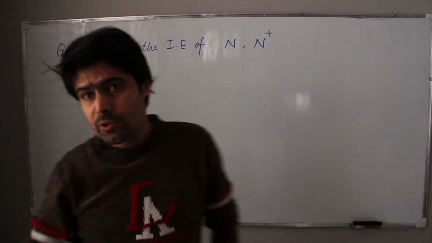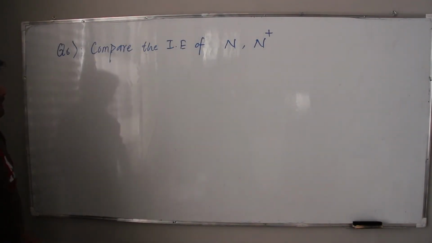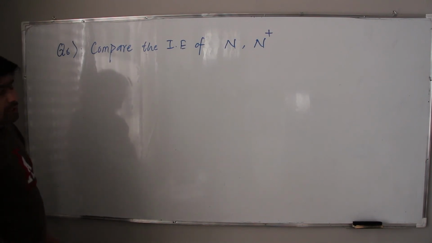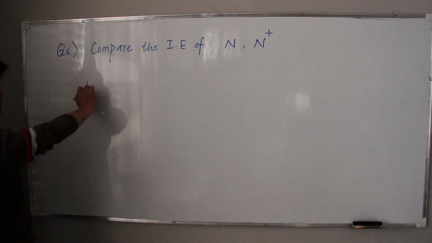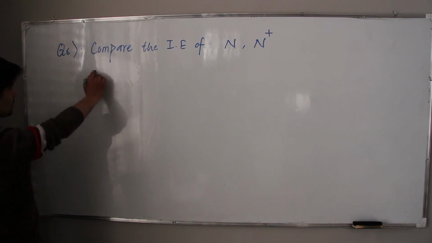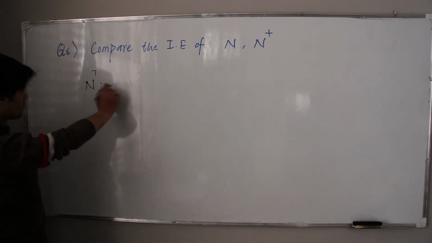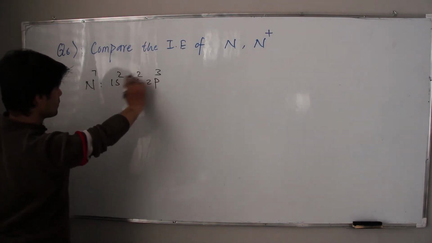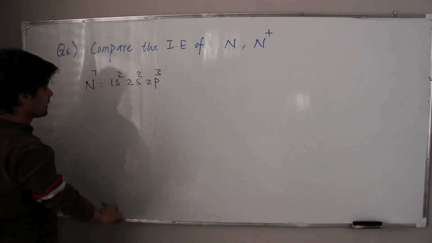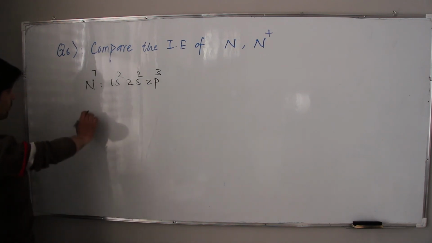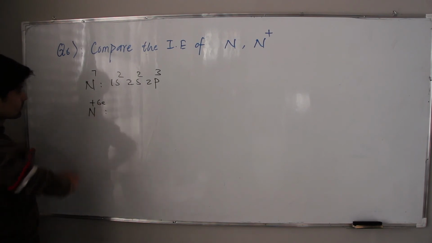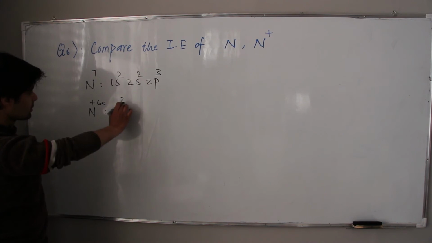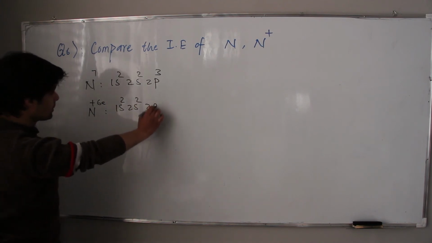The last question for today. Compare the ionization enthalpy of nitrogen and nitrogen plus. First, nitrogen has 7 electrons. The electronic configuration is 1s2, 2s2, 2p3. 2 plus 2 is 4, and 4 plus 3 is 7. Now, nitrogen plus has 6 electrons. Why? One electron has been removed. So the electronic configuration is 1s2, 2s2, 2p2.